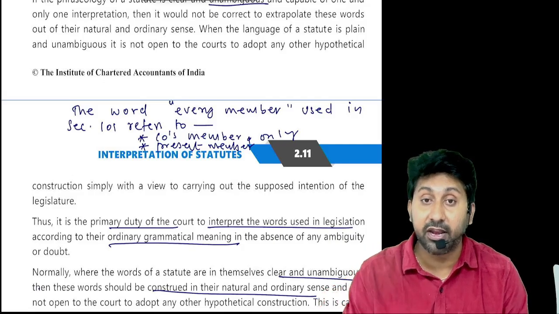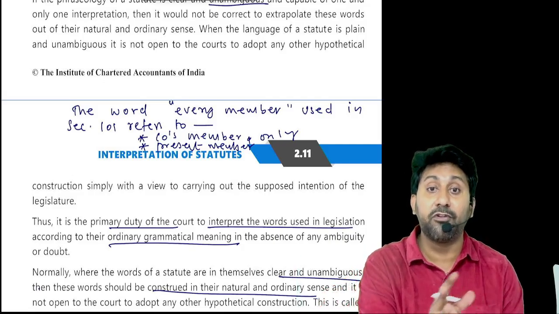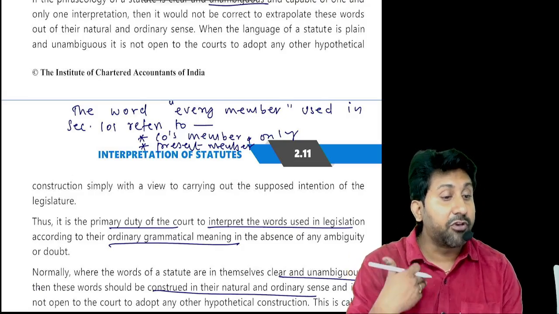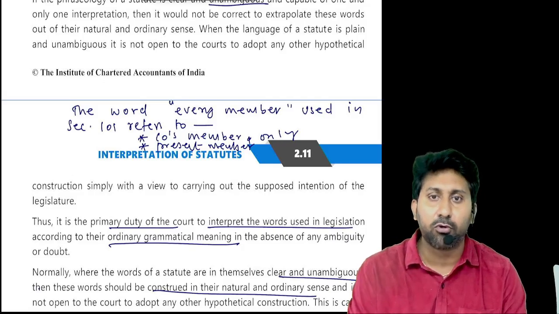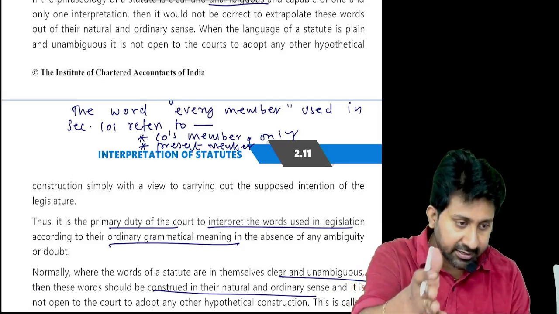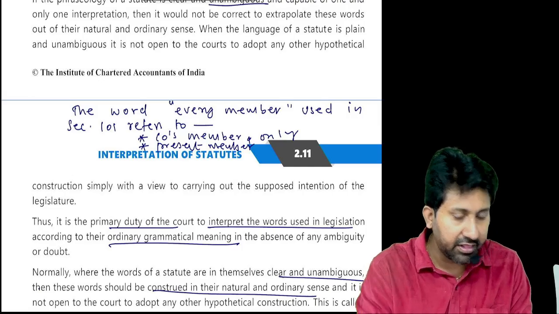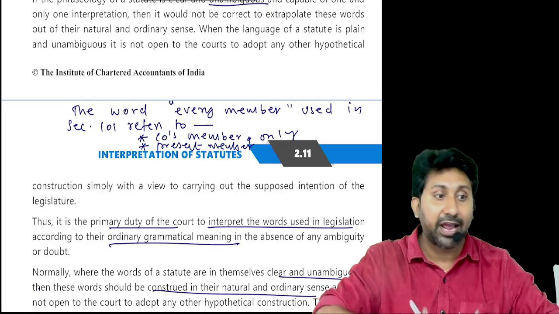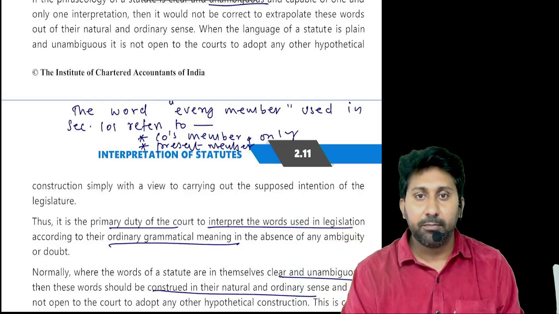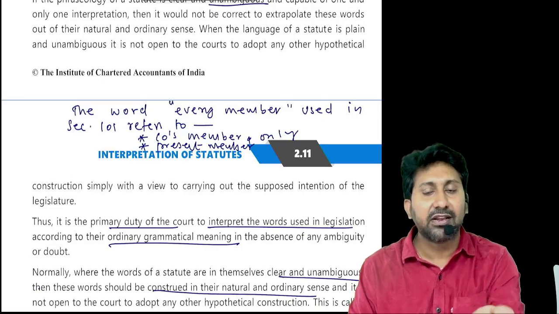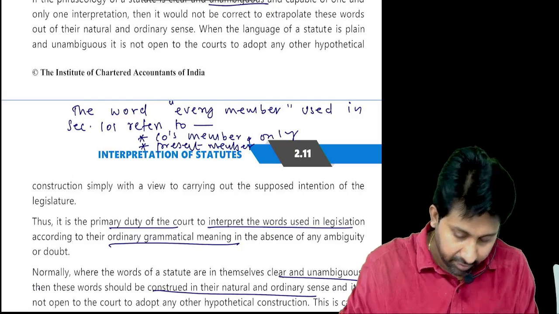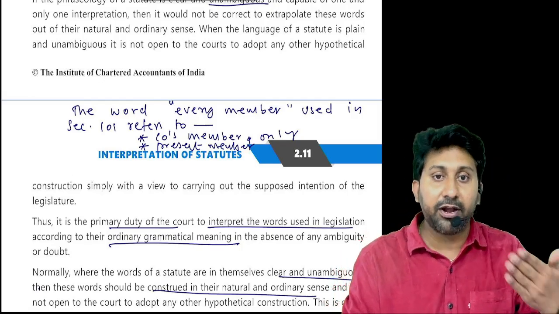In the study material, they used a beautiful English word, sugar coated pill, extrapolate. If you ask me in crude English, it means don't do overaction. When the language is plain and clear, don't show your full talent in reading the law, because it is giving only one meaning. Why are you unnecessarily doing overaction? That is the meaning of this particular concept.